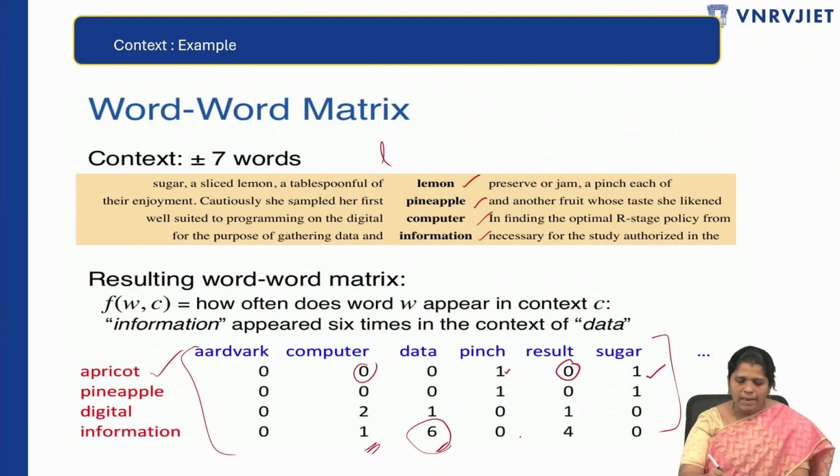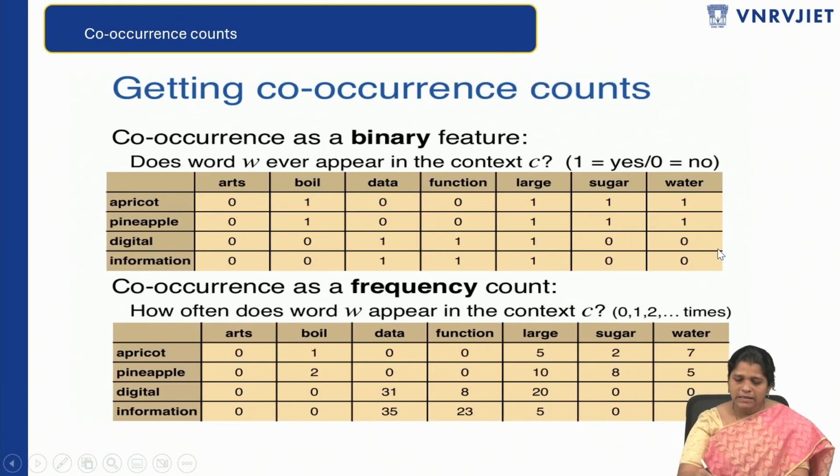I have some sample sentences, such as "cautiously she sampled her first", "well suited to programming, digital", and likewise "purpose of gathering data and information". Now automatically the next sentence may follow from the above. So likewise, from this word to word matrix, we can see, in the context, how many times that word is appearing. If it is appearing in that context, it is yes. If it is not appearing, then it is no.